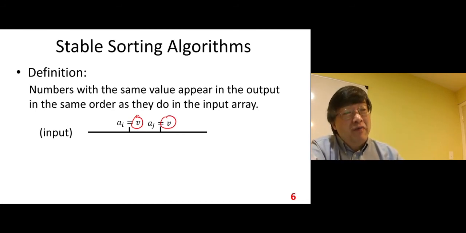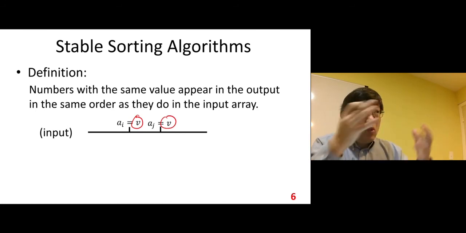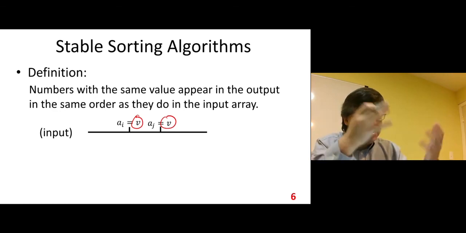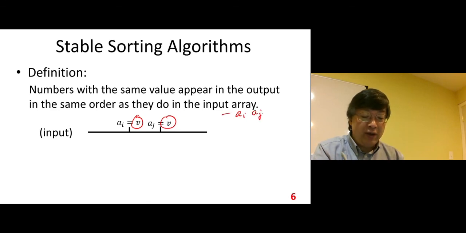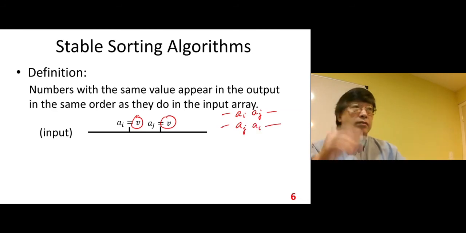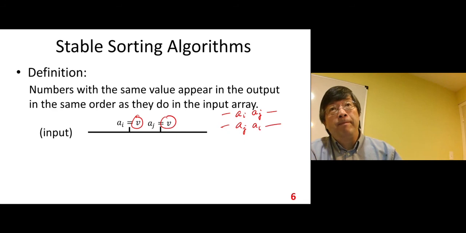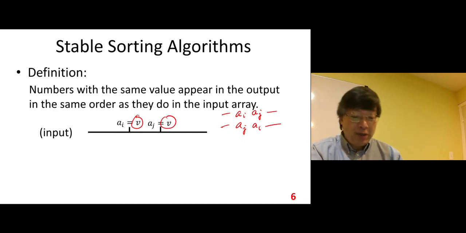When you have the same value and you sort the whole array, you have 2 ways, right? AI first, AJ next, that's one way. But AJ first, AI second, is another. Both legal. Both we treat as sorted because they have the same value, right? So which one is first?